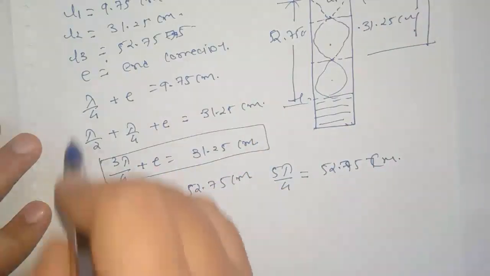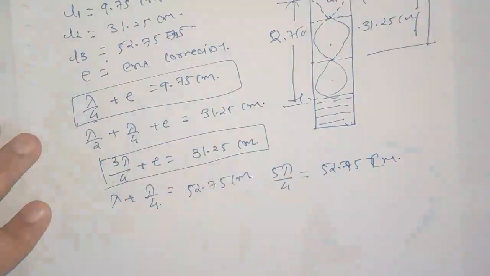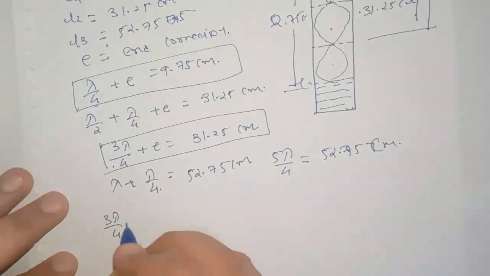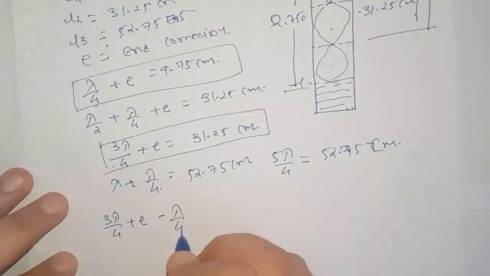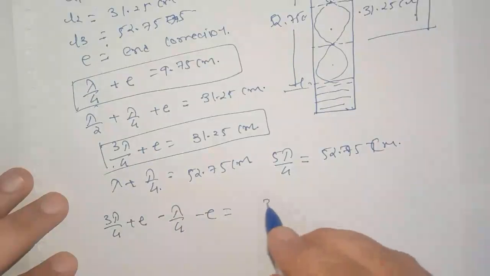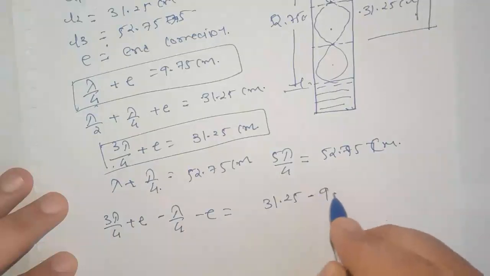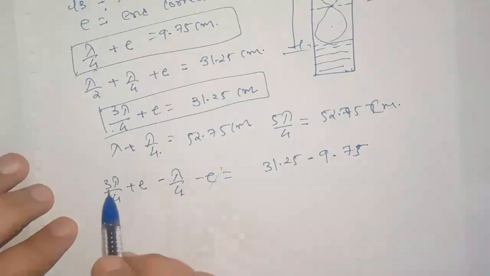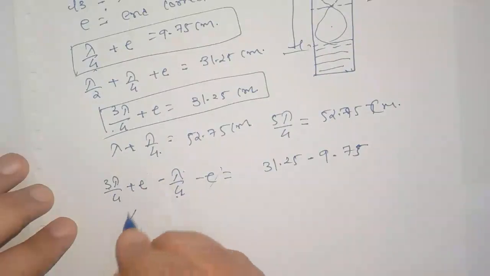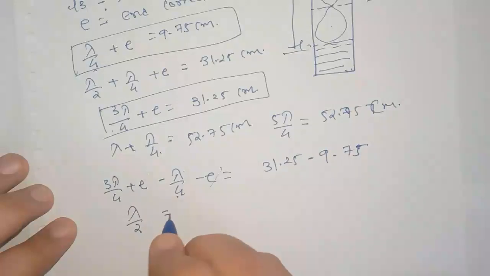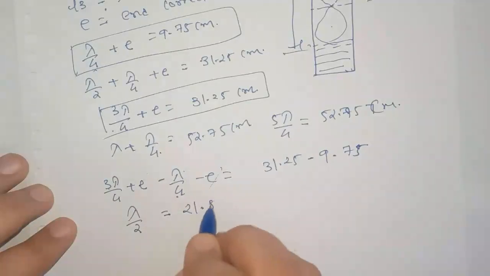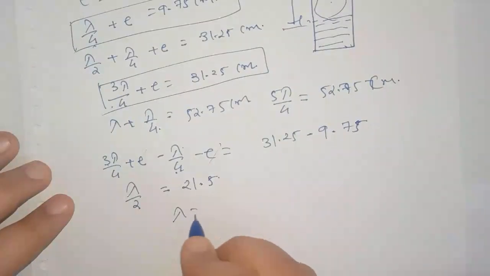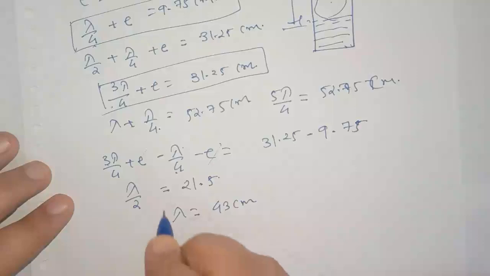Now, from these two equations, if we subtract these two equations, we can write 3 lambda by 4 plus E minus lambda by 4 minus E is equals to 31.25 minus 9.75. This E will get cancelled out. This will be 2 lambda by 4, that is equals to lambda by 2 is equals to 21.5. So lambda will be equal to 43 centimeter.